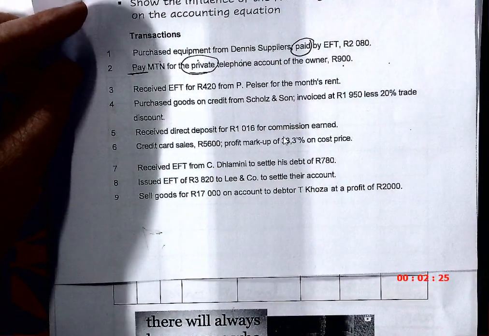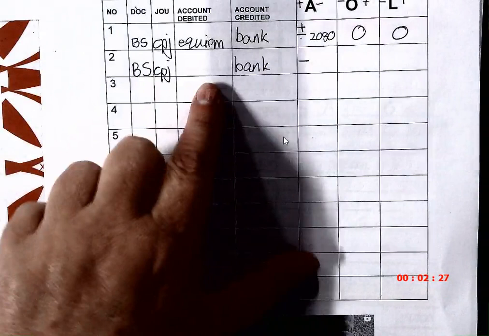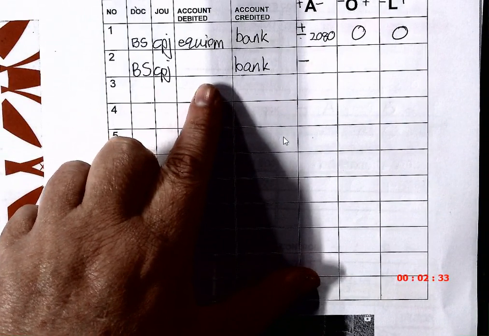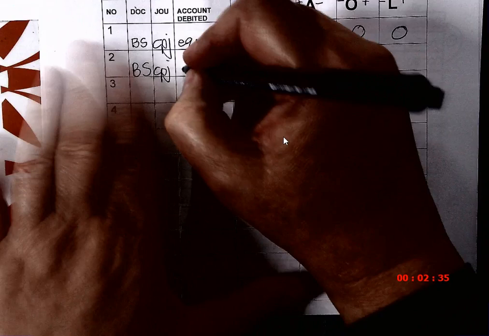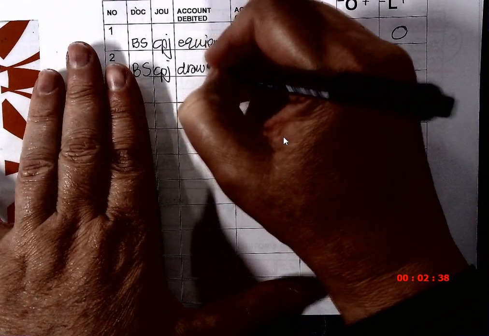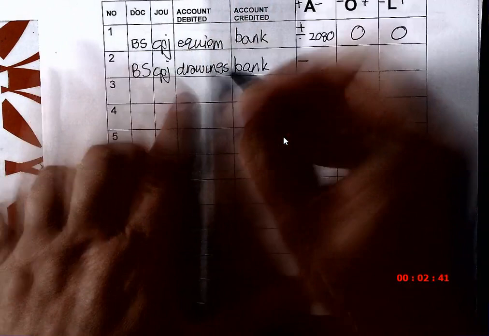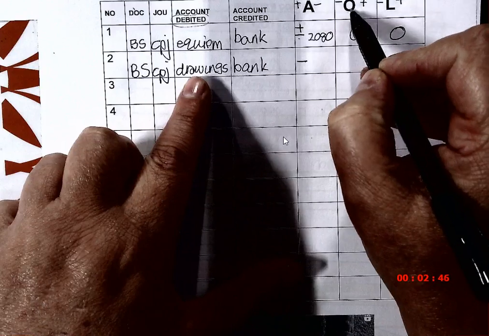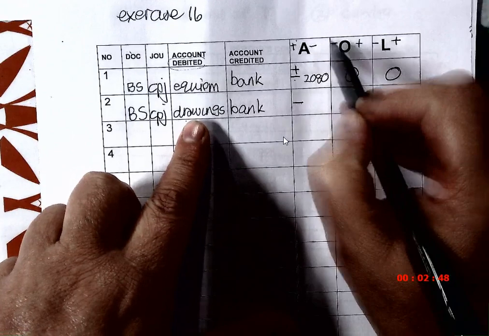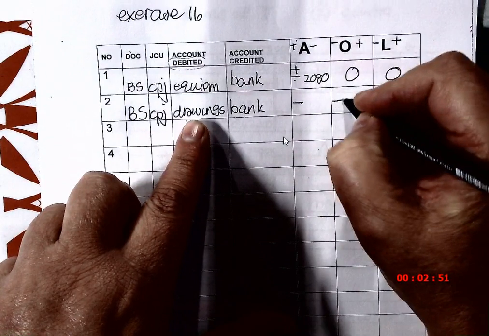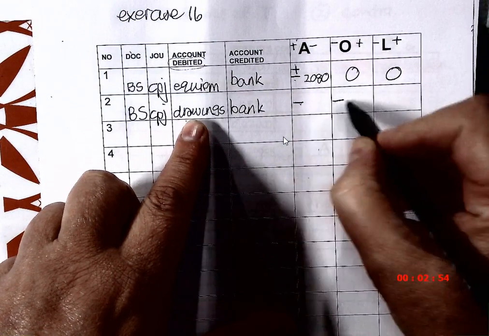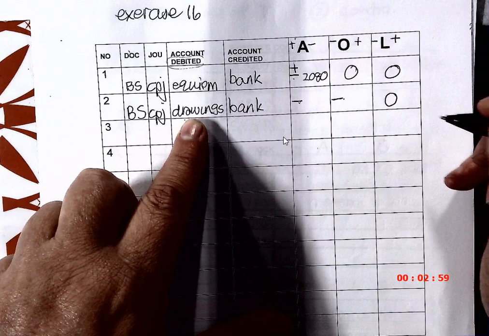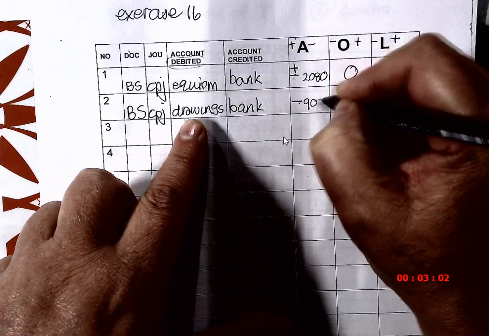The moment it's private, it's what? The owner and private gives me drawings, right? So it's going to be drawings. Now I know drawings is on the debit side. It's owner's equity, and on the debit side of owner's equity is also a minus. I've got 2 signs, which means this one is a liability, and I know the amount is 900.